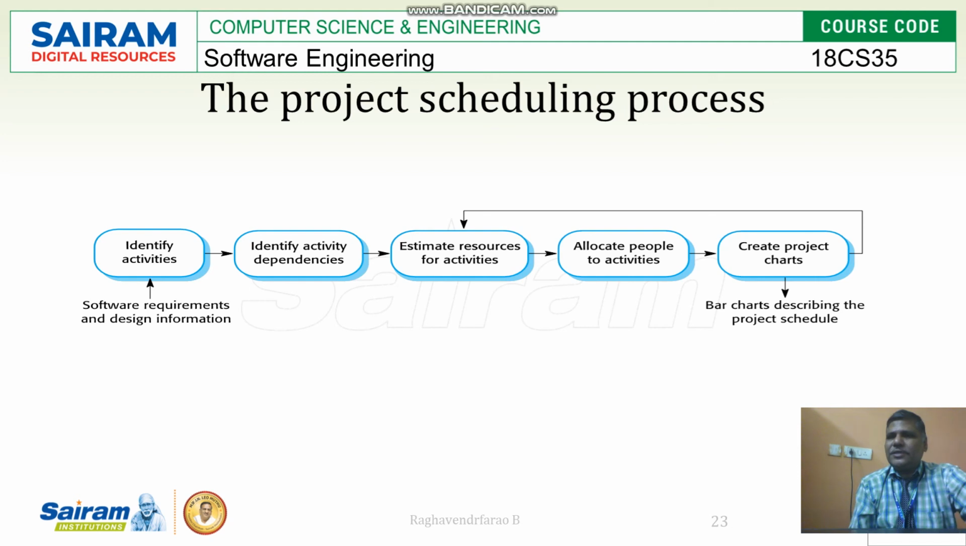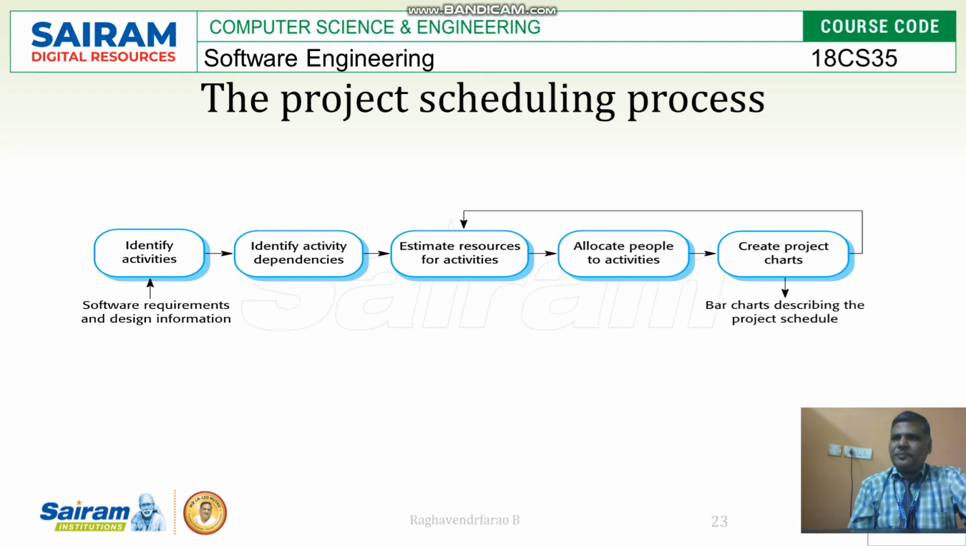When developers have 10 programs, 10 tasks, we cannot assign people to all 10 tasks simultaneously. Only for the tasks that are getting scheduled is the allocation going to be done. Then create the project chart.